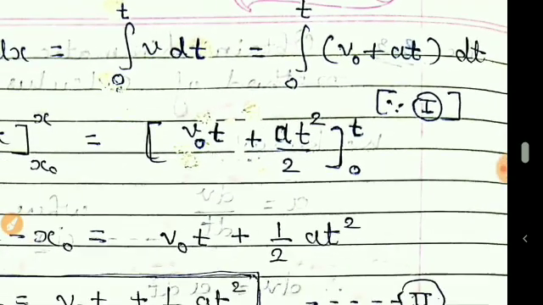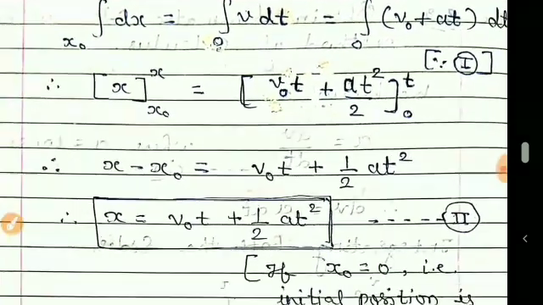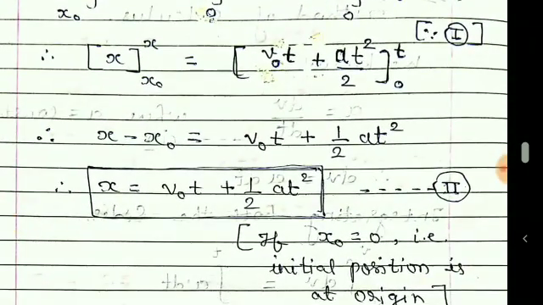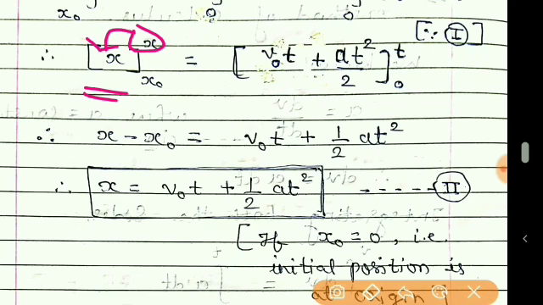Now I hope you understood till this. Next is, in this term, first we will put x in place of this, that is the upper limit, so it is x only. Then in place of this x we will put x naught, but there will be a minus sign. Why? Because upper limit minus lower limit, so it is x naught.